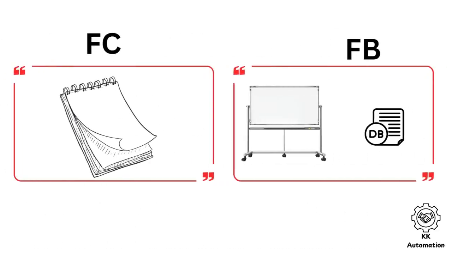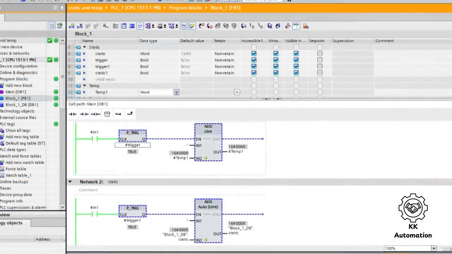A function block, FB, is special because it can have static memory. It's a function that comes with its own permanent whiteboard. This whiteboard is what we call a data block, or DB. The data block is the physical memory location where all the static variables for that function block are stored. So when you need to do a simple one-time calculation, use a function, FC. But when you need to build something that must remember its state, like a motor, an alarm, or a counter, you must use a function block, FB, with its static variables.